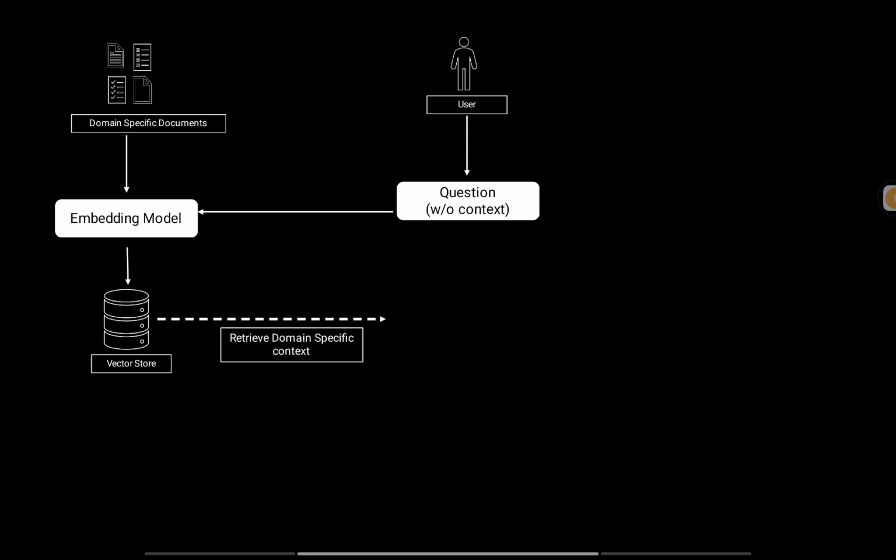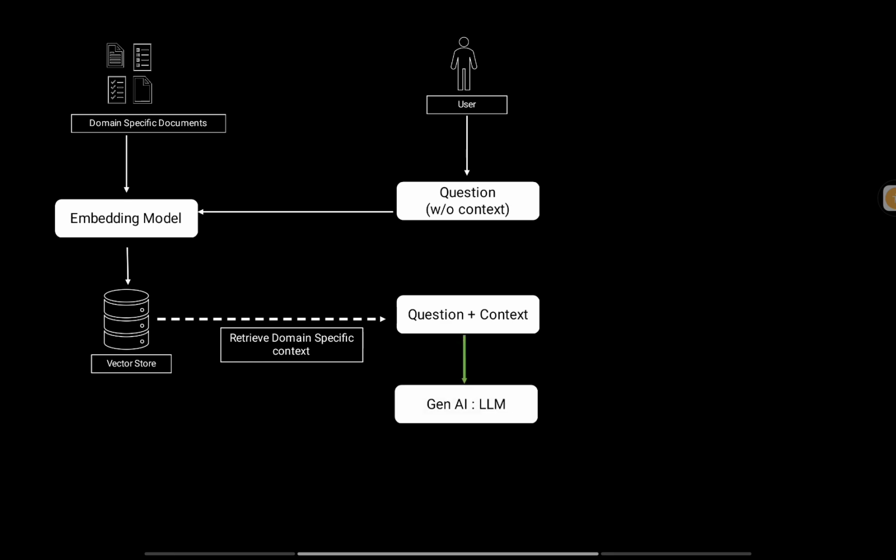And with that, we hope that we retrieve the domain-specific context, and the question now has the context that has been retrieved from the vector store. This question along with the context will be passed to the Gen AI or the LLM model, and then the LLM will produce better answers for these questions, which earlier were without context, right?